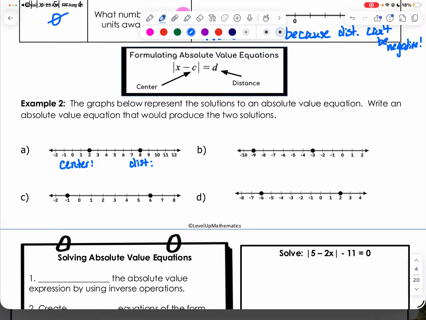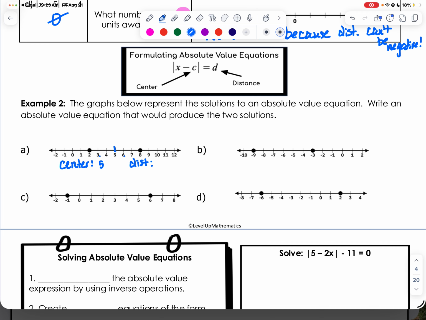So our solutions are 2 and 8. So 1, 2, 3, 4, 5. So they're 6 units apart. So the center would be 3 units from the first point. So 1, 2, 3. So here's our center. Our center is at 5.